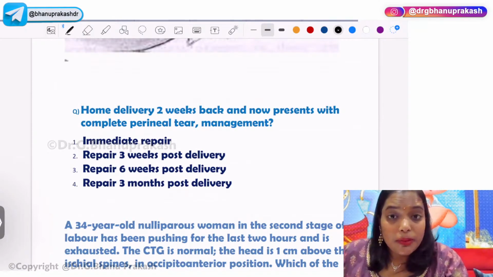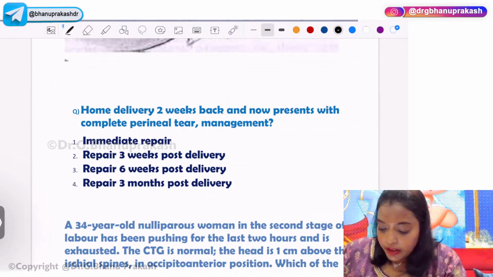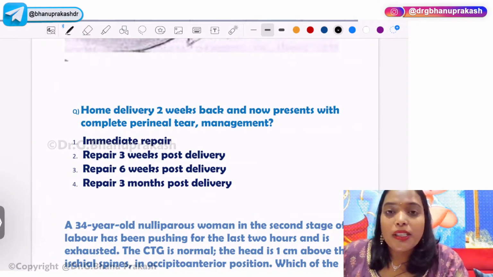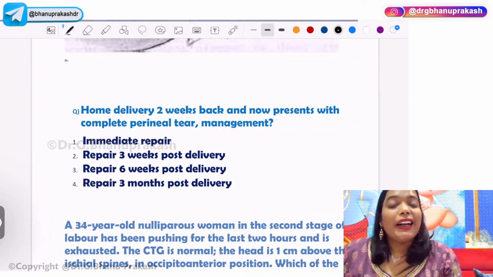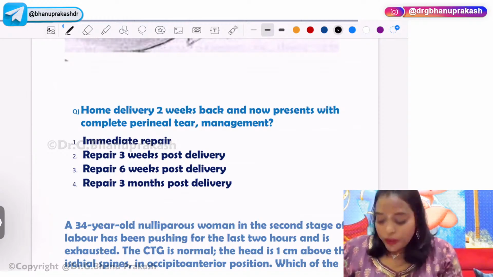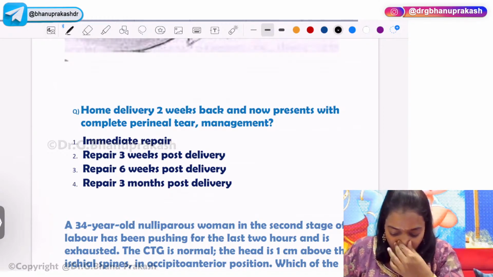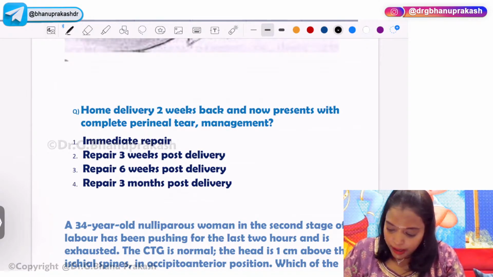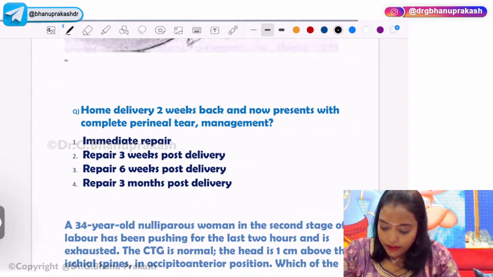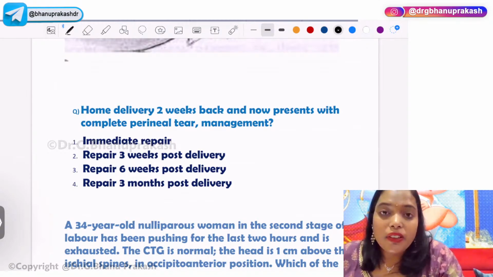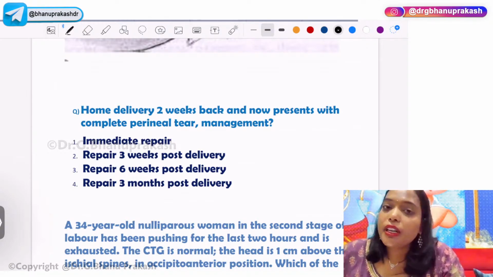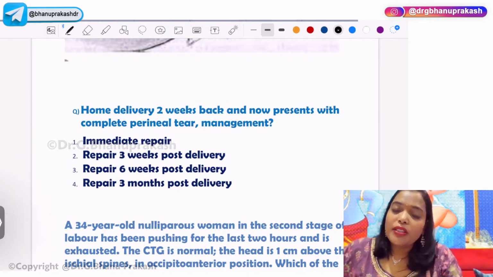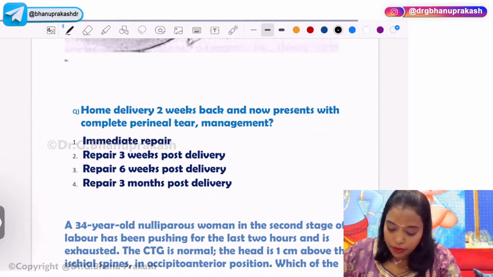Home delivery 2 weeks back, now presents with complete perineal tear. What is the management? Whenever you have a home delivery and it is after 24 hours, you have to repair it after 3 months. Within 24 hours, you can repair immediately. After 24 hours, you have to repair after 3 months. So the answer here is 4.